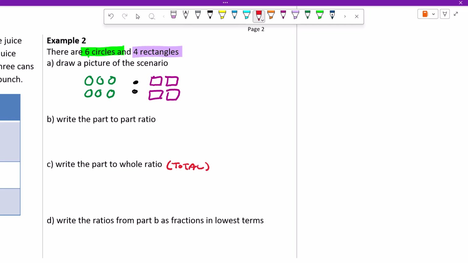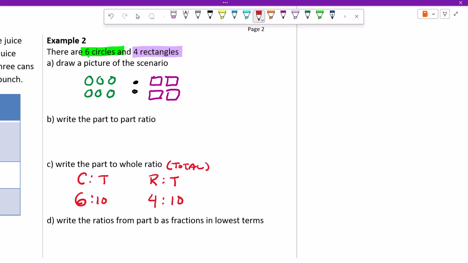Right? So in this situation, since we have two shapes, there's two different ratios we can write down. We can compare circles to total, and we can compare rectangles to total. So what would the circle ratio look like? 6 to 10. 6 of these compared to all of these. And the rectangle one would be 4 to total. So there would be 10 total.